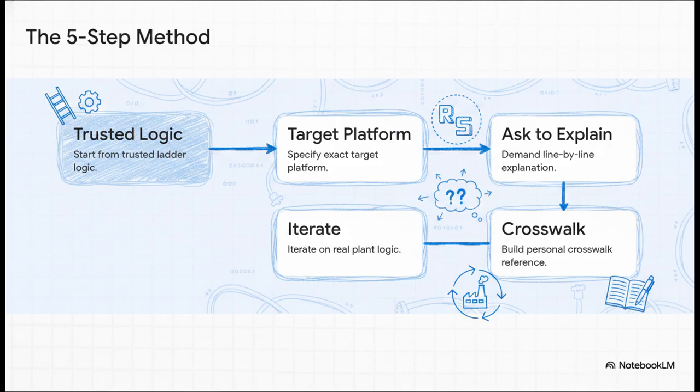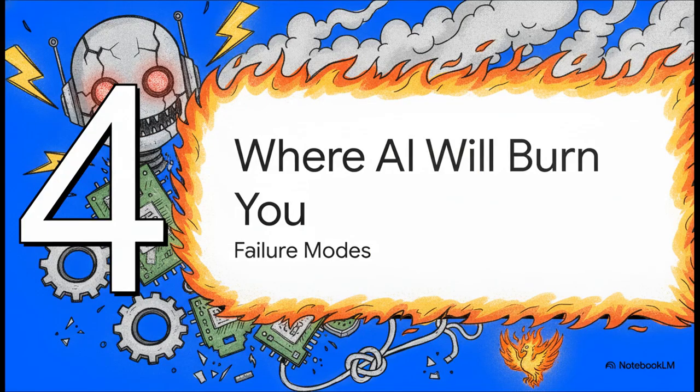Step 4, document this into a personal reference. And Step 5, iterate this entire process on real plant logic. I'm talking actual interlocks and sequencing, not just basic toy examples. That brings us to part 4, where AI will burn you.